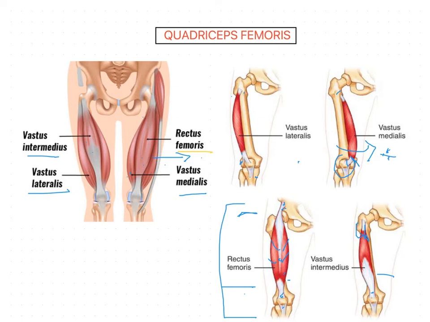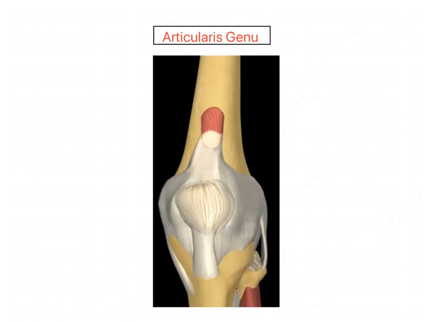The vastus intermedius extends the knee joint. So these are all the origin, insertion, nerve supply and action of quadriceps femoris. Now we will move on to another muscle related to the front of the thigh, that is articularis genu.